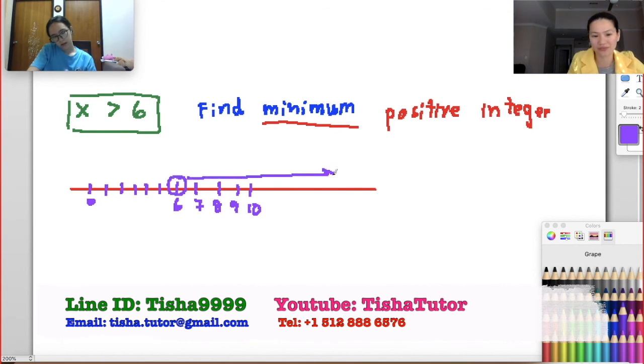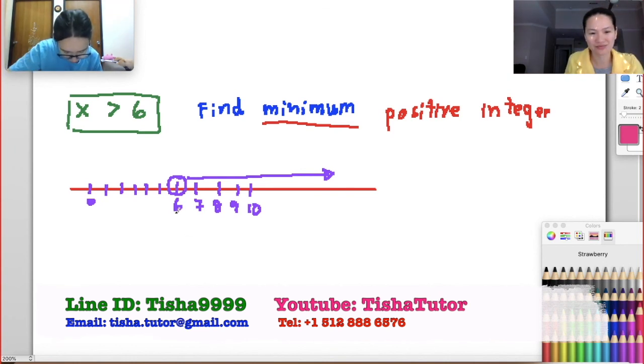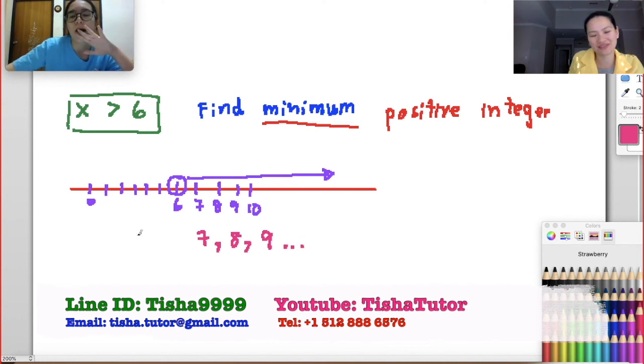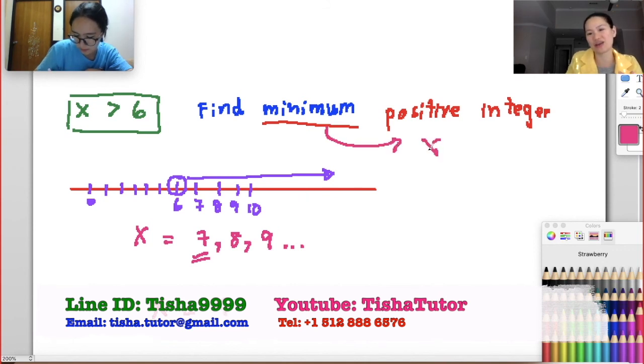Okay, my question, what is the minimum positive integer? So can you count 6 or not? That means can we use 6 or we can't use 6? Can't, yeah, correct. So x could be 7, 8, 9, 10, and go forever. So the minimum has to be 7. So x equals 7. x is the minimum positive integer. x equals 7, and this one is your answer.